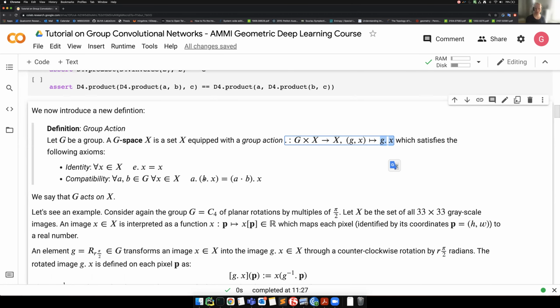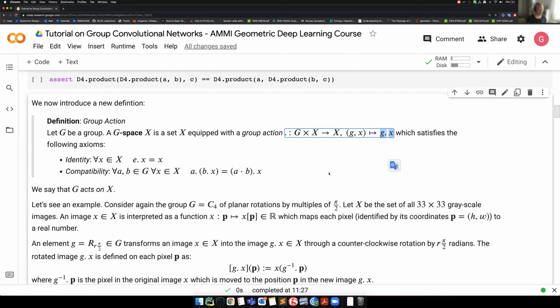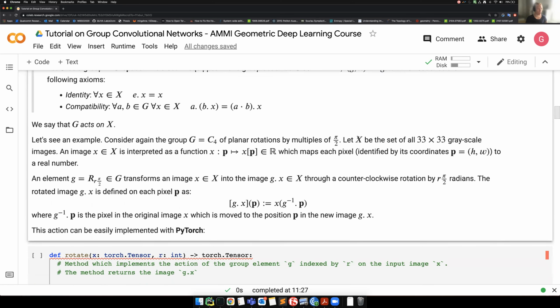So yeah, an example of group action is that of our group C4 on images. So we have an image and the group is rotating it by 90 degrees. So let's say that X is the set of all 33 by 33 grayscale images, and G is our group of 90 degrees rotations.